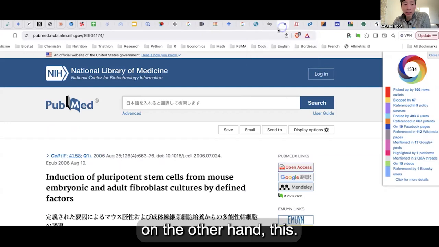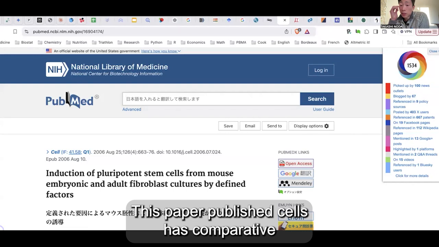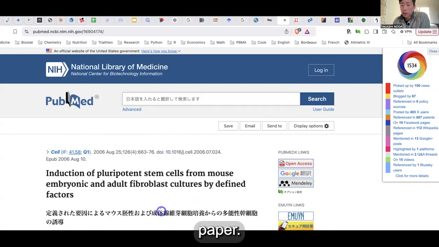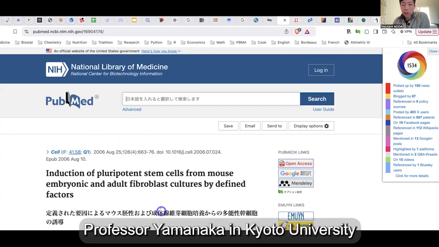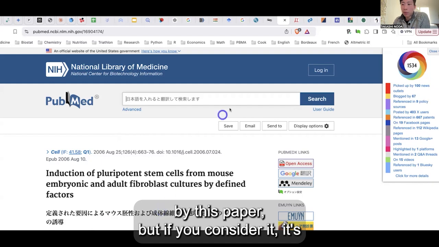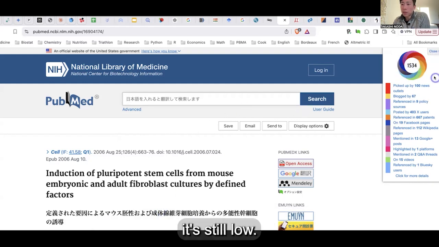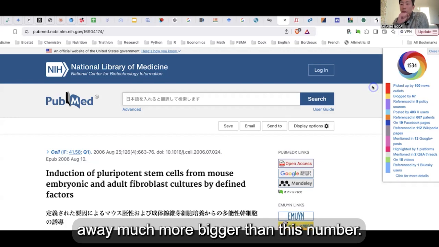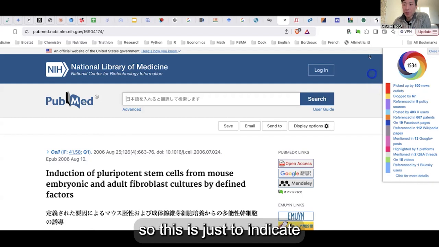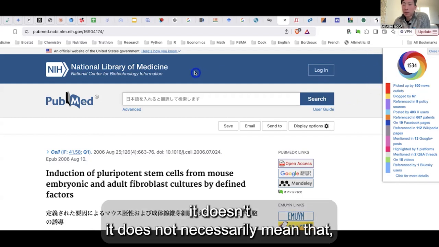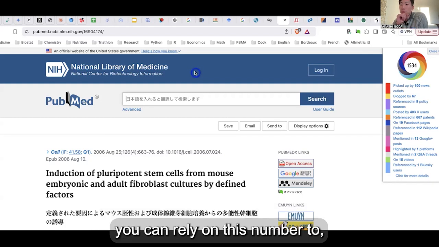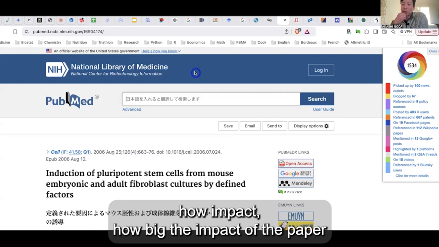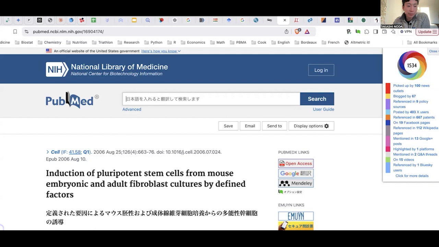On the other hand, this paper published in Cell has a comparable Altmetric score. Actually, this paper is the so-called Yamanaka paper. Professor Yamanaka at Kyoto University got a Nobel Prize for this paper, but if you consider that, the score is still low. The impact it contributes to our societies is way bigger than this number, I would say. So this is just an indicator. It does not necessarily mean that you can rely on this number to really know how big the impact of the paper is to the scientific community. So be careful about that.